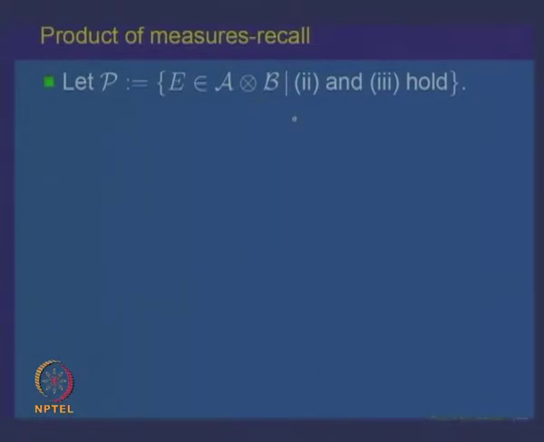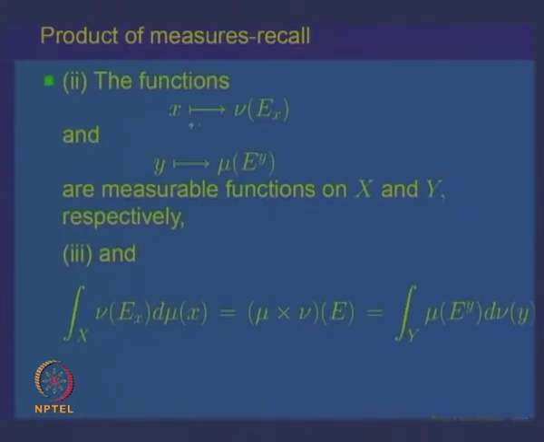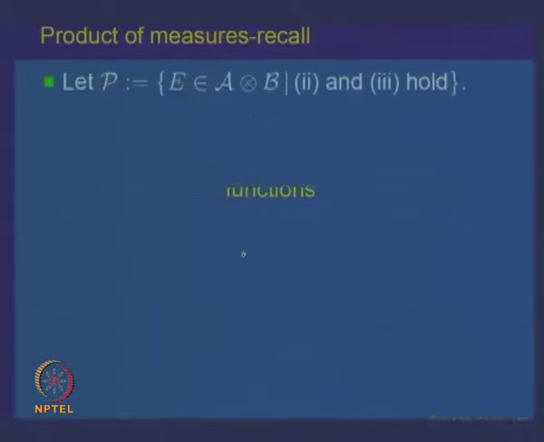Let us just recall what are the properties 2 and 3. Property 2 is that x going to nu of E_x and y going to mu of E^y are non-negative measurable functions, and property 3 says that the integral of nu of E_x with respect to mu is the same as the integral of mu of E^y with respect to nu, and both are equal to the product measure of E. So, if both these properties hold for a set E, then that set is in the collection P. Our aim is to prove that P is equal to the product sigma algebra A cross B.